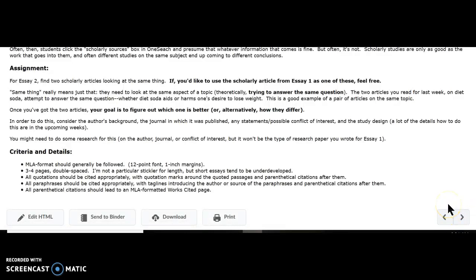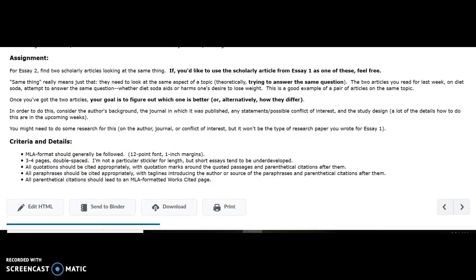So once you've got your 2 articles, your goal is to figure out which one is better, or alternatively, how they differ. In order to do this, consider your author's background, the journal in which it was published, any statements or conflicts of interest, and the study design. A lot of the information on how to do this stuff is coming up in the next weeks. Okay? So if you're like, I have no idea how to do that, don't worry about it right now. That's all stuff I'm scaffolding in through the next couple weeks. Okay? So, basic criteria, MLA formatted, 3 to 4 pages, cite everything appropriately.